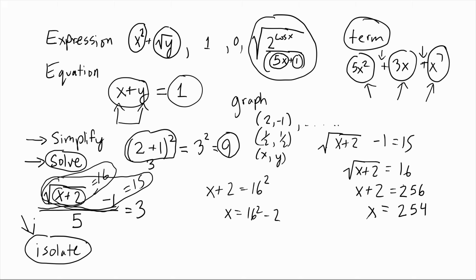All right, so we have isolating, but another way of solving an equation is simply another example. I'll put this down at the bottom. It's if we have something like x squared plus 4x minus 7.